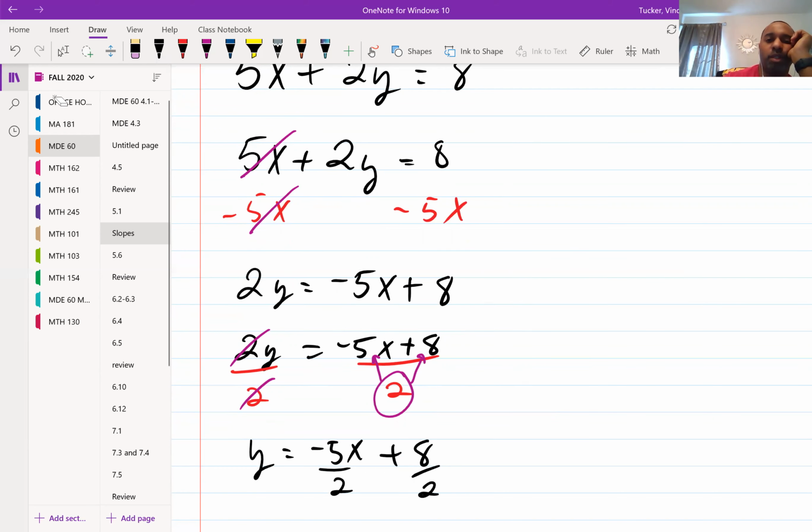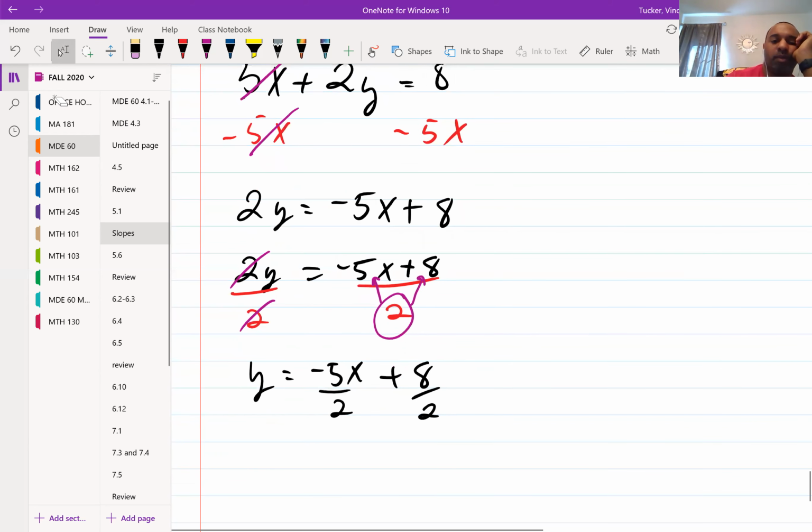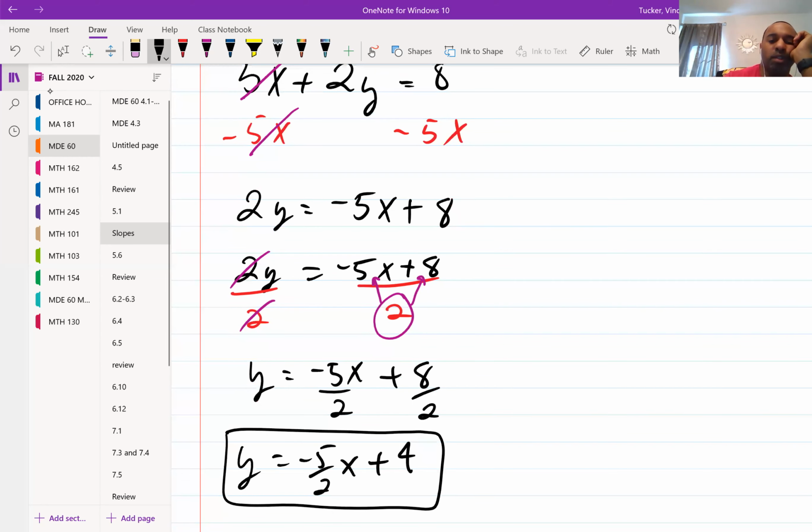And so now we're looking at negative 5 over 2 x plus 4. So this is the equation that we need to look at in order to be able to pick out our slope and our y-intercept. All right, any questions? Everybody okay so far?